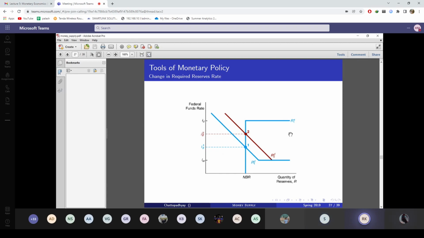Left. Left, left, left. Very good. So this is basically required reserve. So this is also a tool through which money supply is controlled. First open market operation, then required reserves.